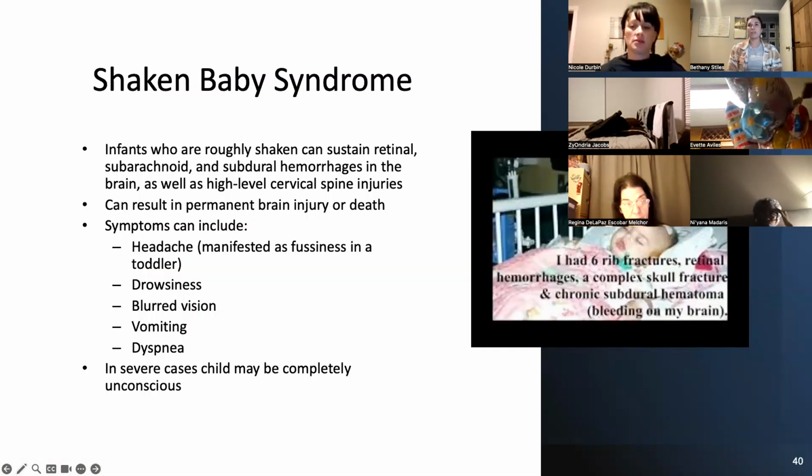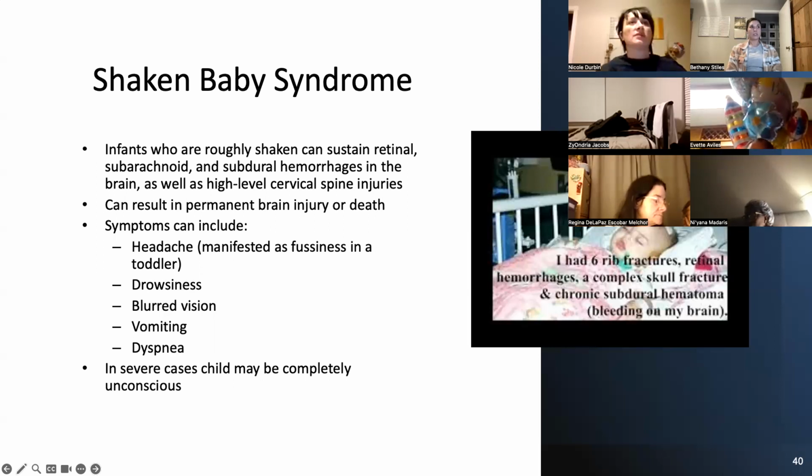We also need to be on the lookout for shaken baby syndrome. So this is an infant that's going to be roughly shaken, and they can have retinal, subarachnoid, and subdural hemorrhages in their brain, as well as high-level cervical spine injuries. It can result in permanent brain injury or death. Some of the symptoms we see are headaches. So in our toddlers, they're just going to be kind of fussy. See drowsiness, blurred vision, vomiting, difficulty breathing, and then in severe cases, they may be unconscious.